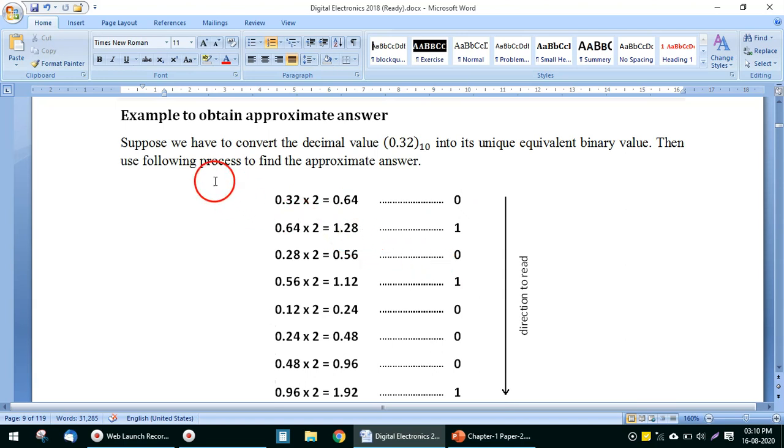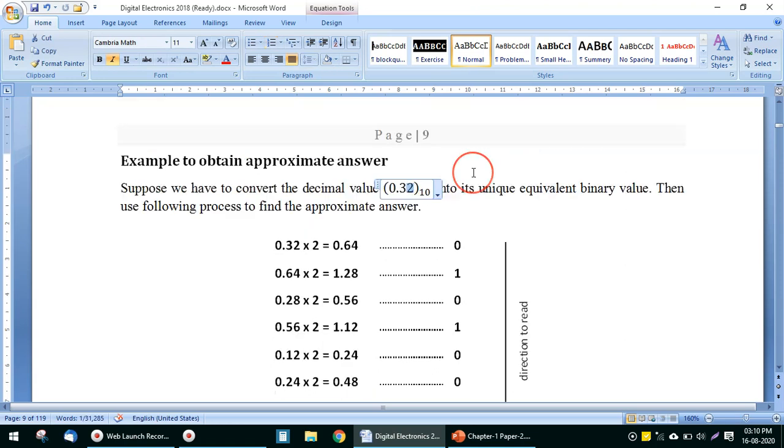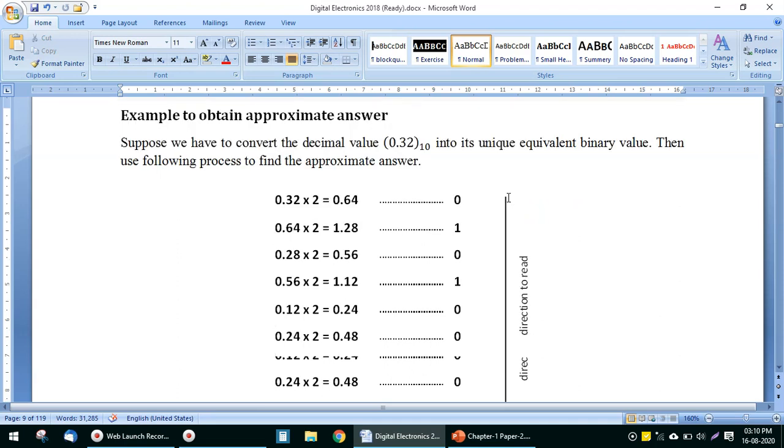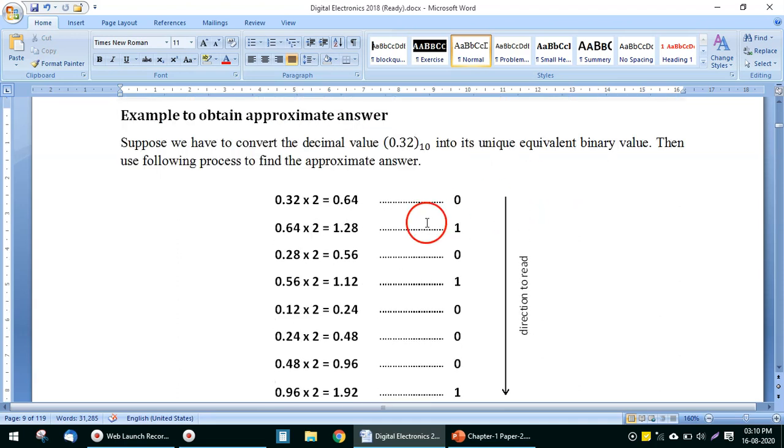For example, here is one given. Now see, here the last digit is 2. Naturally, there will be an approximate answer because at the last digit position, there is no 5. So naturally, the answer will be an approximate answer. So let us see how to convert it.